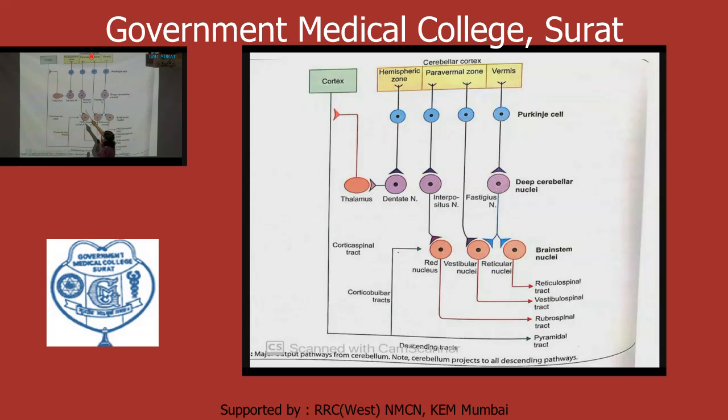The vestibulocerebellum: the impulses are not conveyed to any of the deep cerebellar nuclei. Rather, they are conveyed directly to the vestibular nuclei via the cerebellovestibular tract. They are conveyed directly to the vestibular nuclei, without passing through the deep cerebellar nuclei from the vestibulocerebellum.